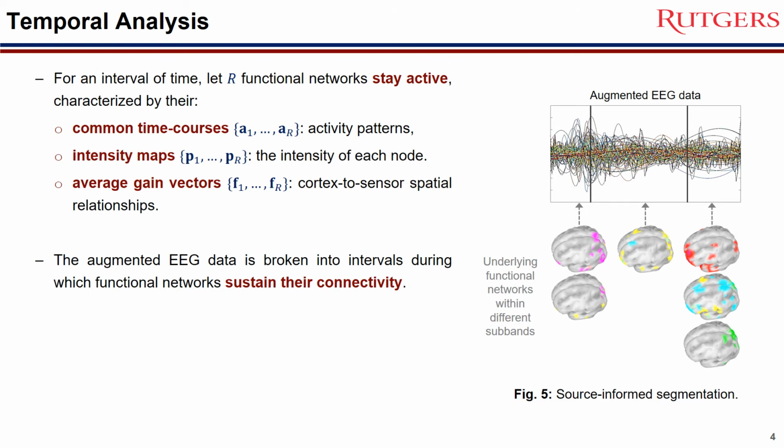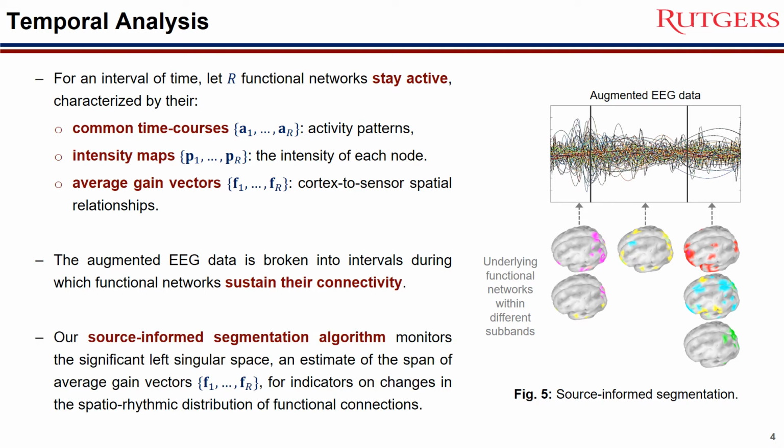The augmented EEG data is broken into intervals during which functional networks sustain their connectivity. Our source-informed segmentation algorithm monitors the significant left singular space and estimate of the span of average gain vectors for indicators on changes in the spatio-rhythmic distribution of functional connections.